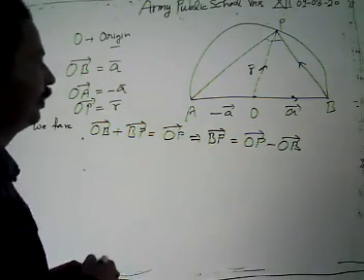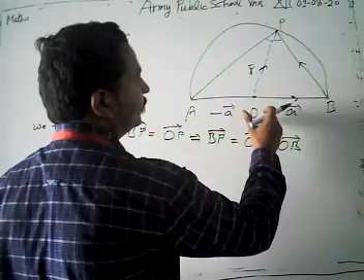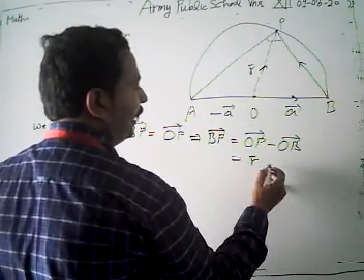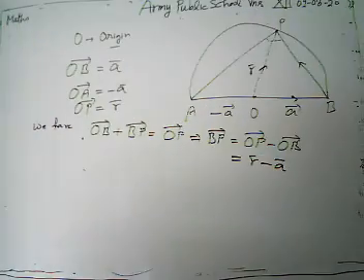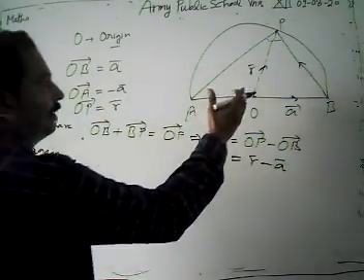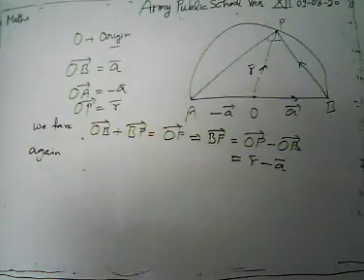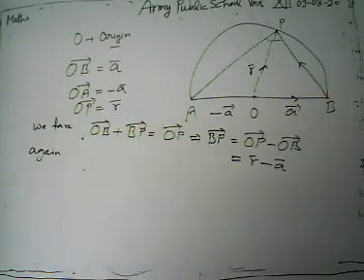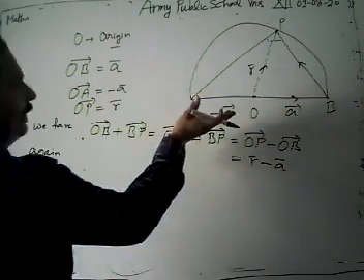What is the value of OP? It's vector R. What is the value of OB? It's A. Now we are going to take another triangle, triangle OPA. Again we use the vector triangle law of addition. Then what we have? In which we have OAP.